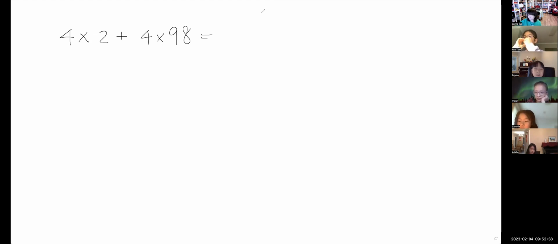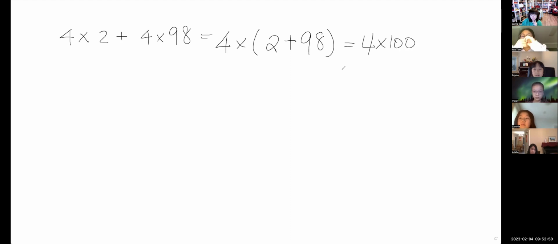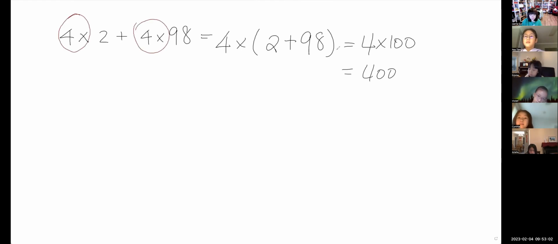Because they both have 4 times, you just first write down 4 times. You put 4 times 2 plus 98. Very good. Equals what? 4 times 100 equals 400. Very good, Emma. Ava and Cynthia, do you understand this part? Because both of them have the common part, which is 4 times, we can take it out and do this one.